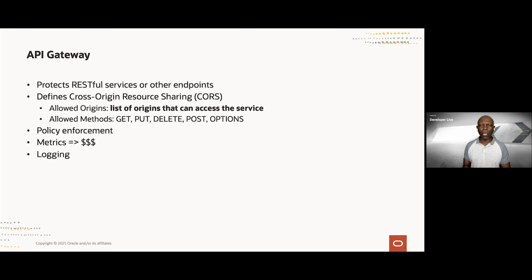So you need to define something called cross-origin resource sharing, CORS. In simple terms, it means you need to define which URLs or servers can access the service. It's called the allowed origins. And then you need to define the methods that those origins are allowed to invoke, and you see GET, PUT, DELETE, POST, OPTIONS here. So that's the policy, and the API gateway enforces the policy.